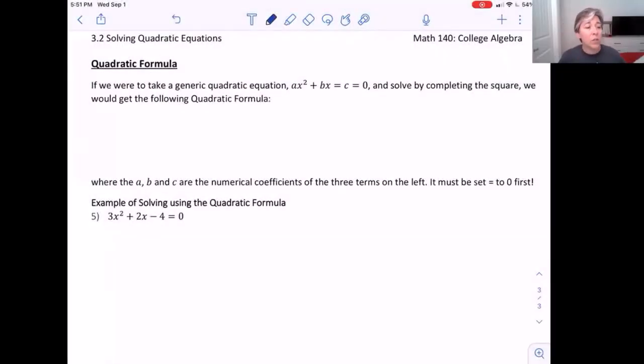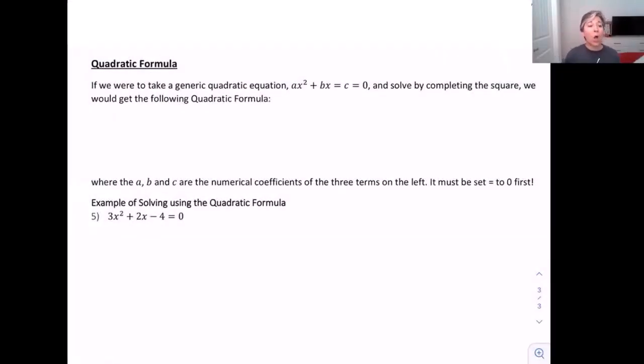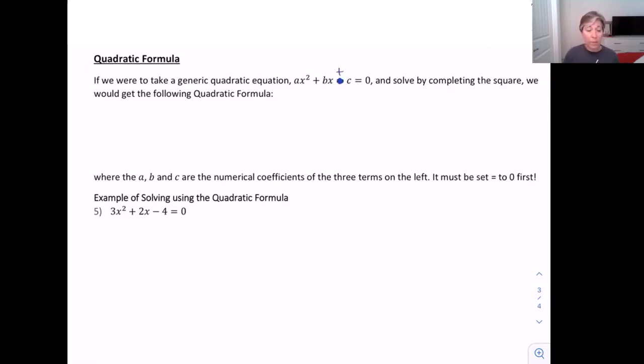Our last method is called the quadratic formula, and this guy always works. Basically, if we were to take the quadratic equation, ax squared plus bx, guys, I apologize, some of them have equal signs instead of plus signs. Ax squared plus bx plus c equals 0.